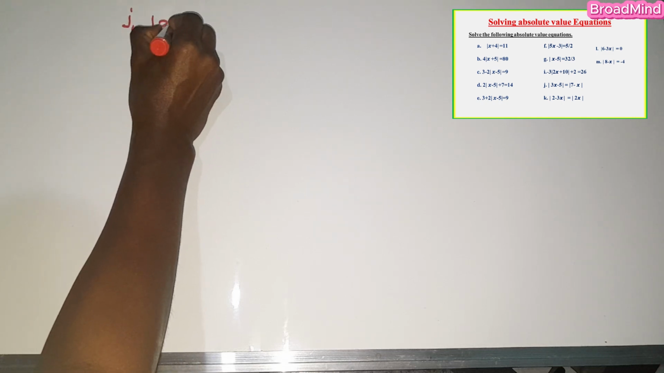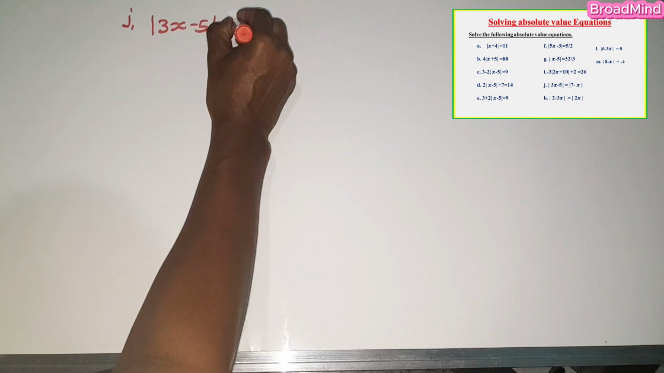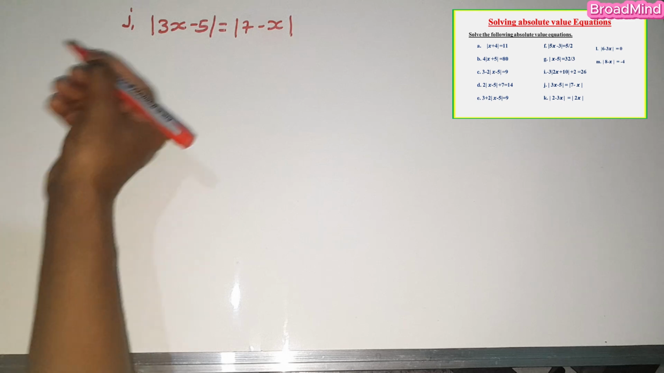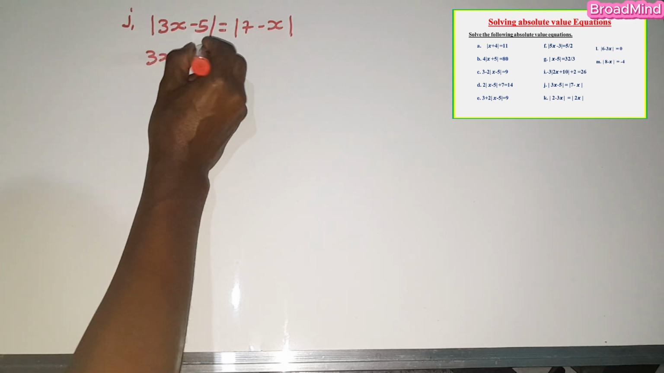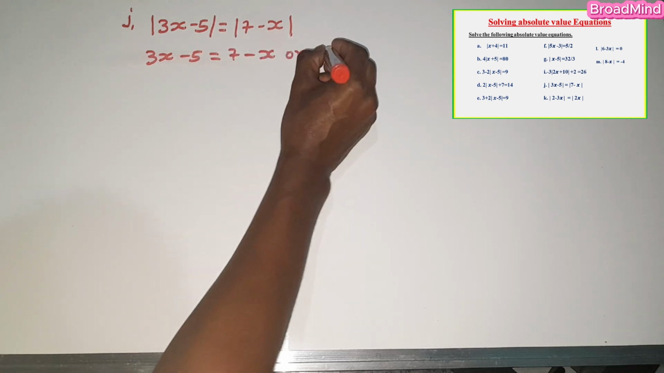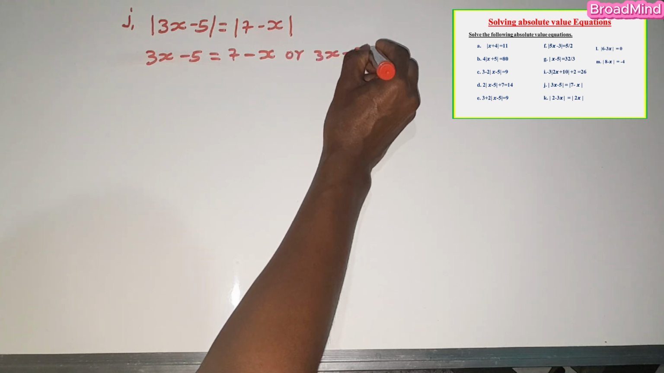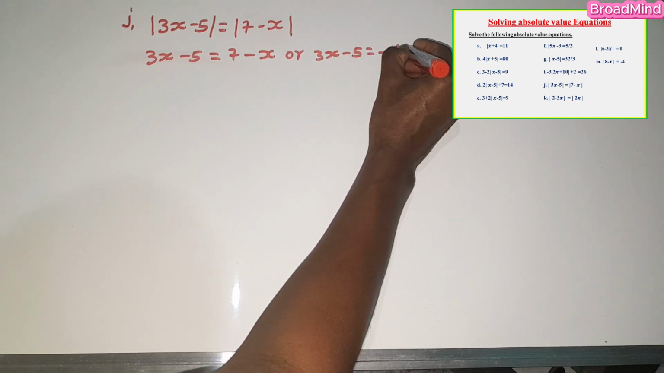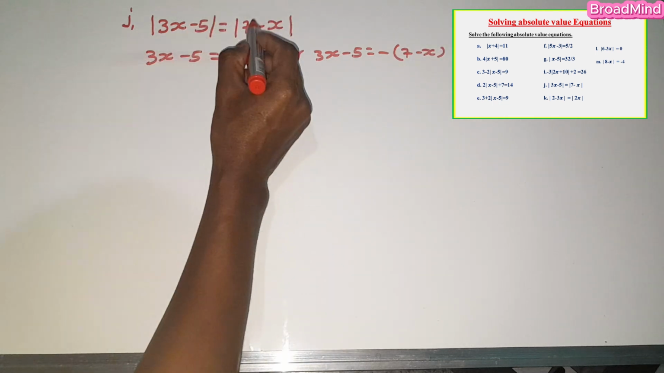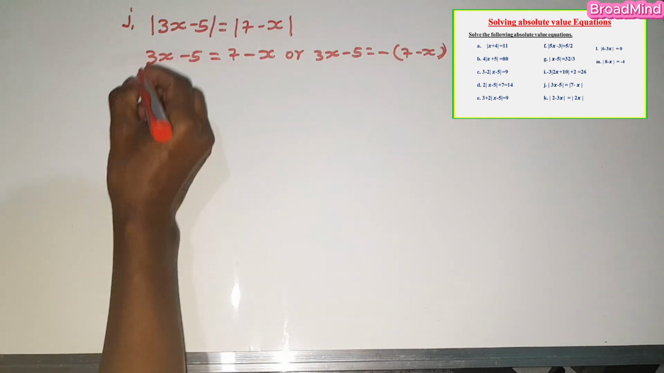Absolute value of 3x minus 5 equals absolute value of 7 minus x. Then 3x minus 5 equals 7 minus x, or 3x minus 5 is equal to negative the bracket 7 minus x, because the bracket includes both 7 and negative x. That's why we make the bracket here.